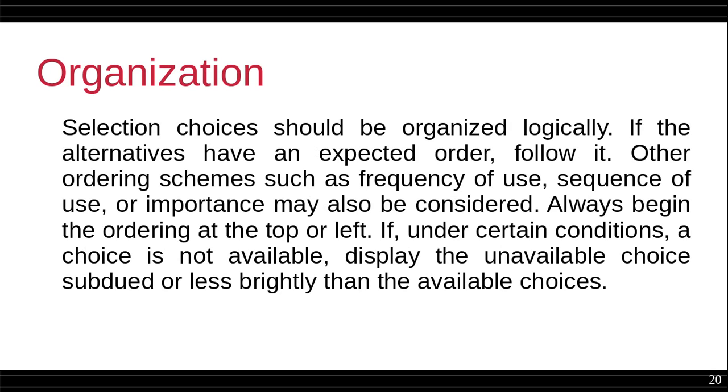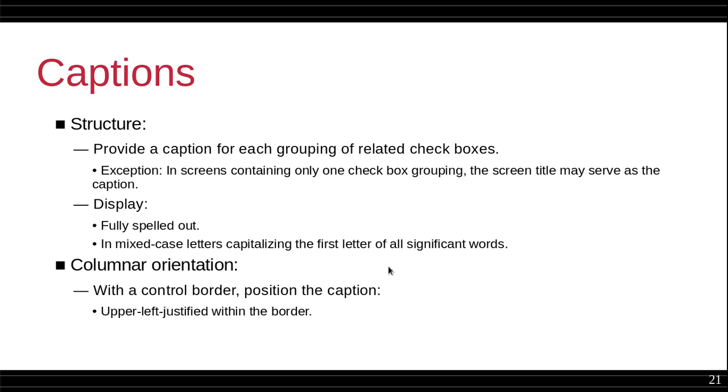Selection choices should be organized logically. If the alternatives have an expected order, follow it. Other ordering schemes such as frequency of use, sequence of use, or importance may also be considered. Always begin the ordering at the top or left. If under certain conditions a choice is not available, display the unavailable choice subdued or less brightly than the available choices.